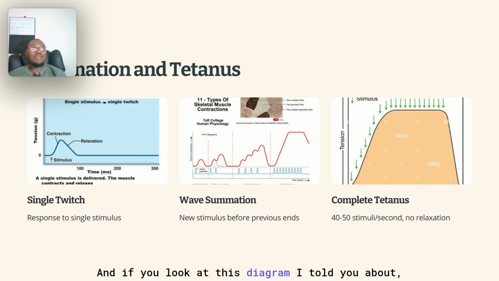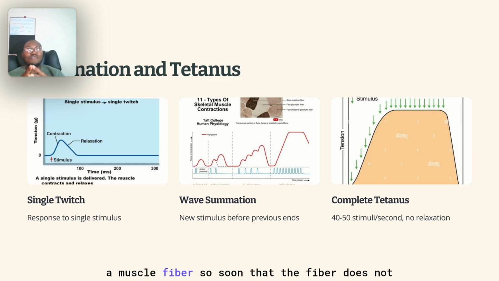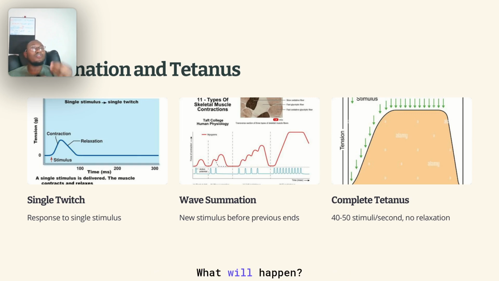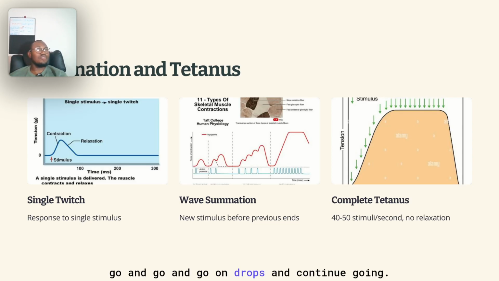And if you look at this diagram I told you about, complete tetanus is very important for you to know. Because they can ask you, if one nerve stimulus arrives at a muscle fiber so soon that the fiber does not relax at all from the previous twitch, what will happen? It is complete tetanus. If you notice, this comes before it's relaxing, this one comes, this one comes, and all of them cause complete tetanus. Unlike this one that will go and drop, go and drop, and continue going.